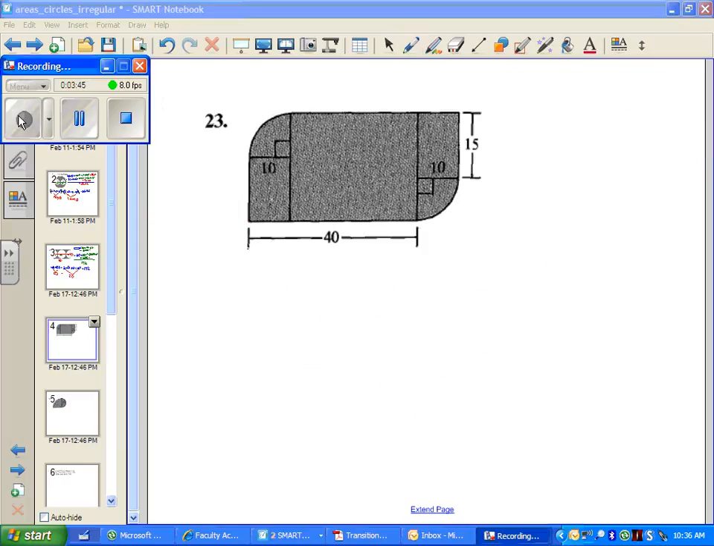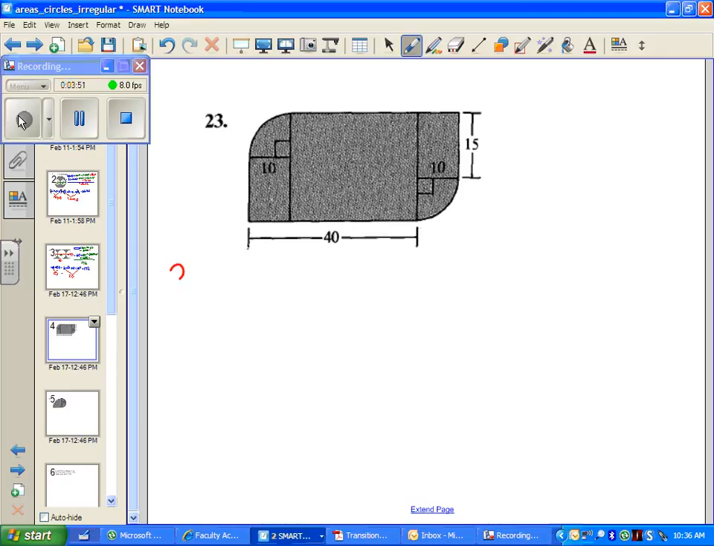To break up number 23, what you're going to have to do is notice the figures. First of all, you have 2 rectangles that have the same area. These rectangles have a 10 as their base and a 15 as their height. You'll see the 10 over here. So this height is also going to be 15.